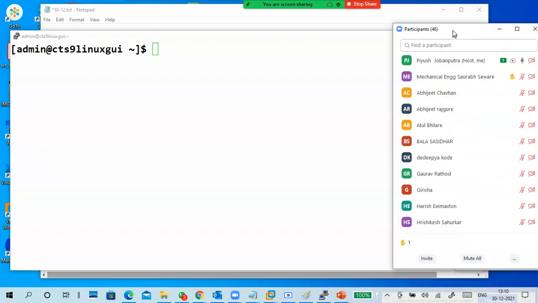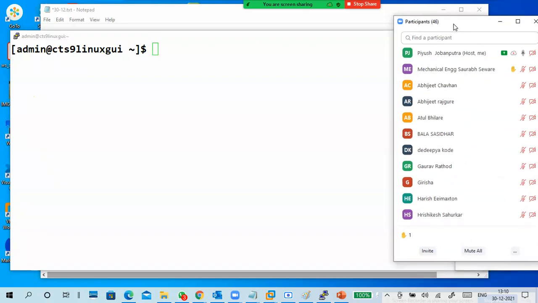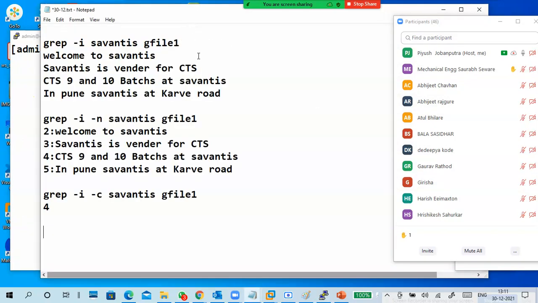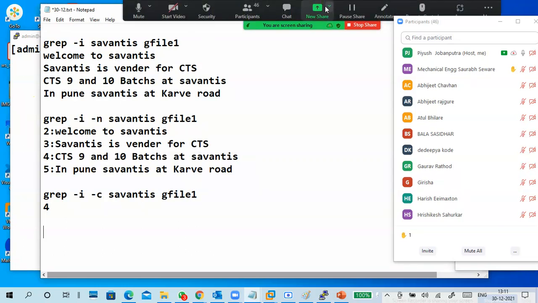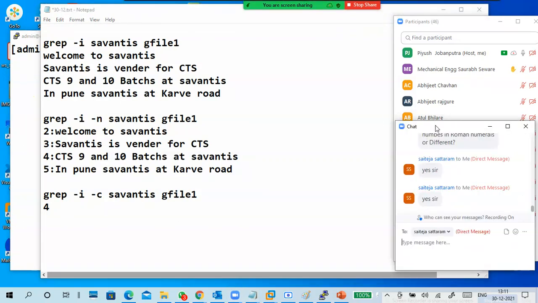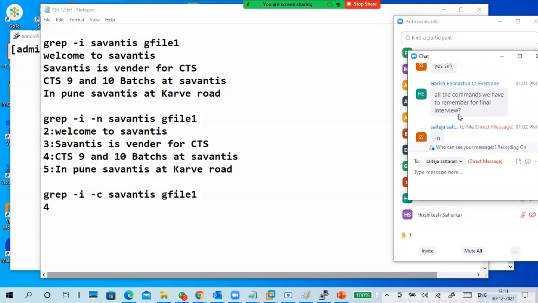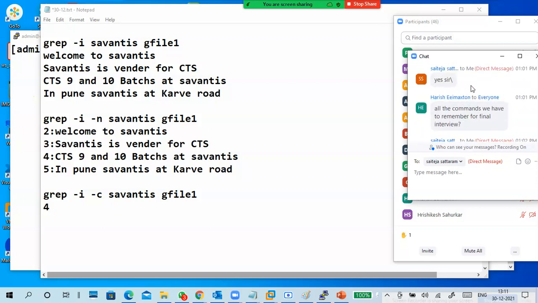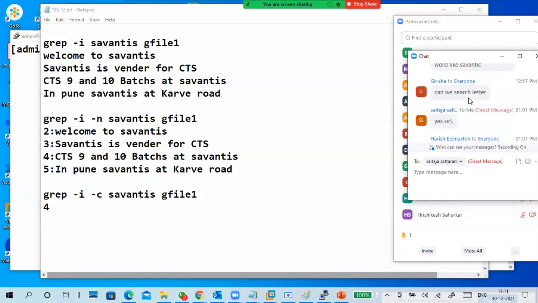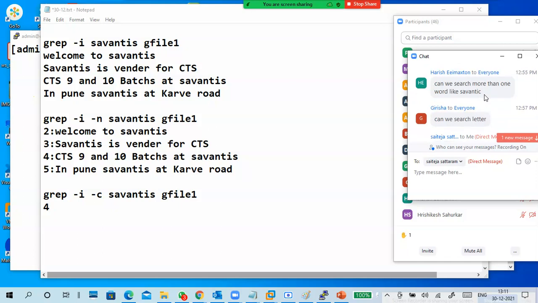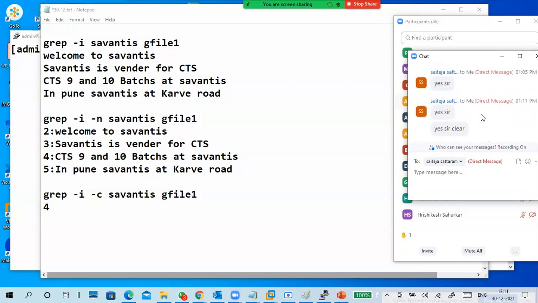Saurabh, tell me. Someone is trying to ask questions, Saurabh, or someone. His hand is still raised. Now the doubts are clarified for Sai Teja and Girisha. Yes, sir. Very good. Okay.